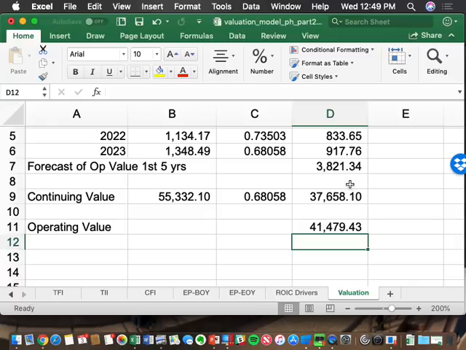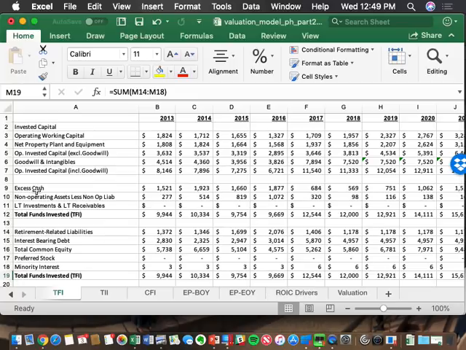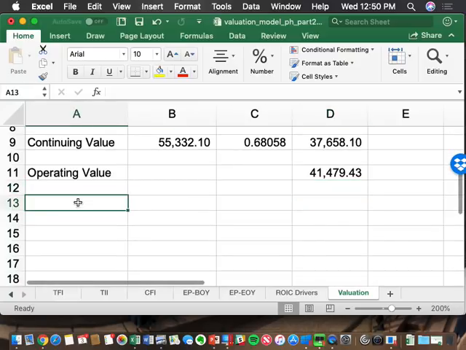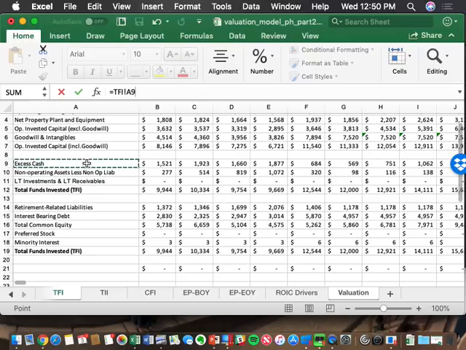Okay, so again, following Modigliani-Miller, operating value plus non-operating value equals enterprise value. So now we have to do the non-operating value of Parker Hannifin. Here is where TFI helps us, because on our TFI, we've already arranged all the non-operating assets and liabilities together. So we're going to list the 3 items off the TFI that are non-operating, starting with row A13. We're going to refer to the TFI, and go to A9, which is excess cash, A10, non-operating assets, net of non-operating liabilities, and A11, long-term investments.